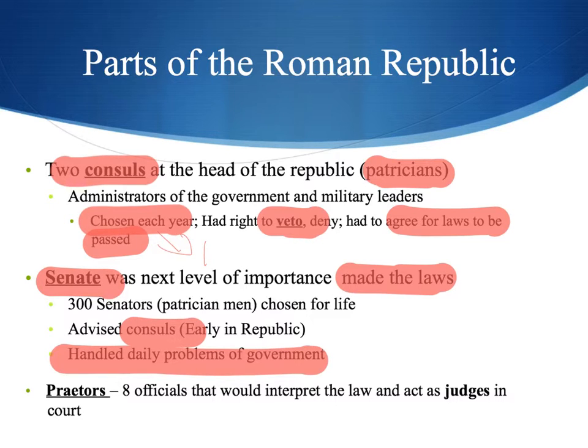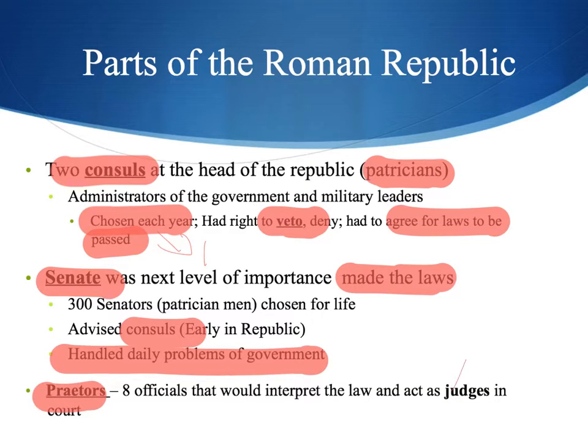The next component or part of the Roman Republic was the praetors, and there were 8 officials. They originally started out as 2, but eventually they grew to be 8 officials that would interpret the law. They would interpret laws that were passed and part of Roman society and basically see if they are fair, if they need to be changed, and they would basically act as judges.